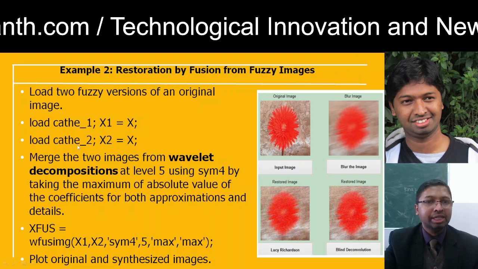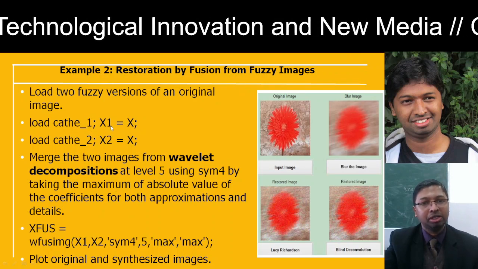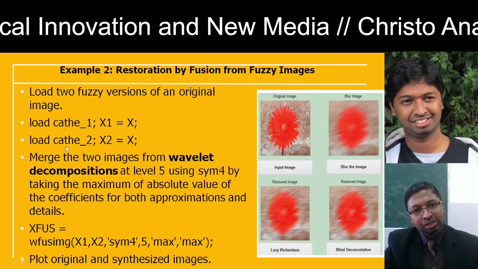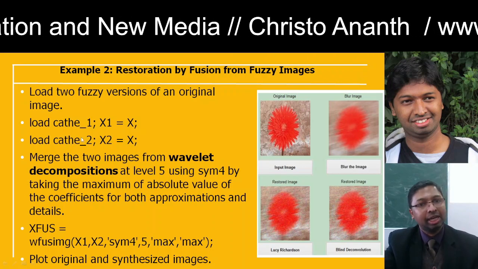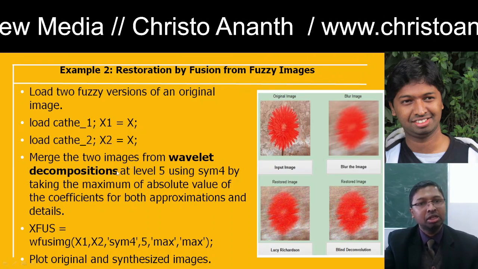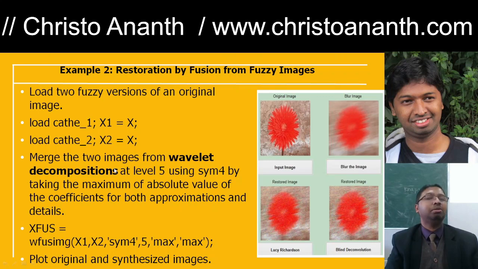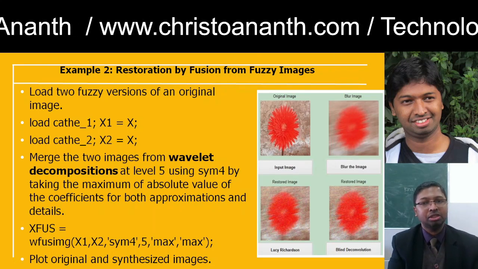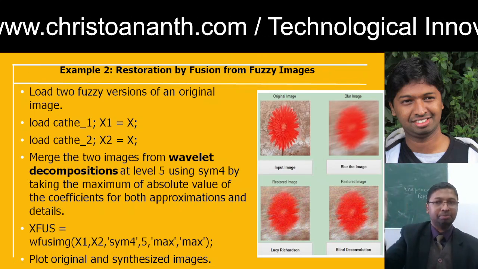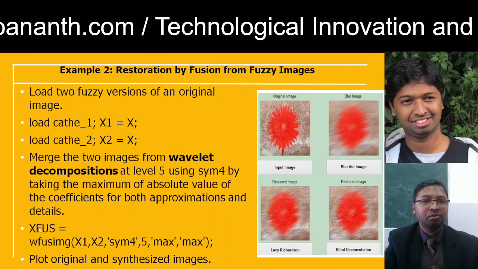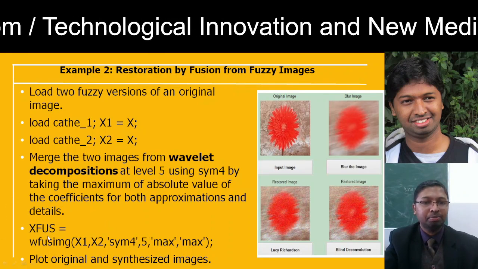So load cat, okay, the one, so x1 equal to x. And this is another one, Catherine 2. Okay, x2 is equal to x. So here you are going to merge the two images from the wavelet decompositions at level 5, just as in the previous case, using symmetrical 4 property. Okay, and you will go with the approximation.